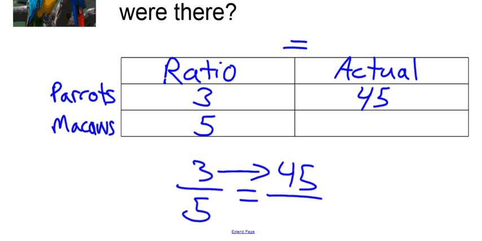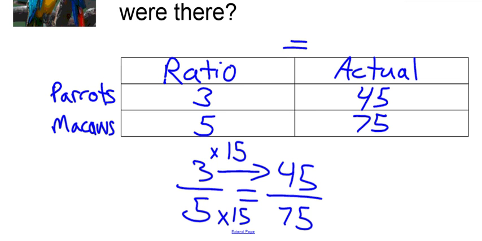So for 3 to 5, hopefully you recognize that that is times 15. So if I multiply times 15 on the top, I should be able to multiply by 15 on the bottom and get an answer of 75 there. 15 times 5, answer 75. And so we have that.